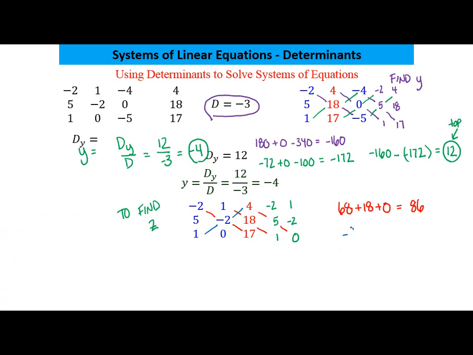So that is negative 8. Negative 36. Plus 85. Okay, that should be 41.